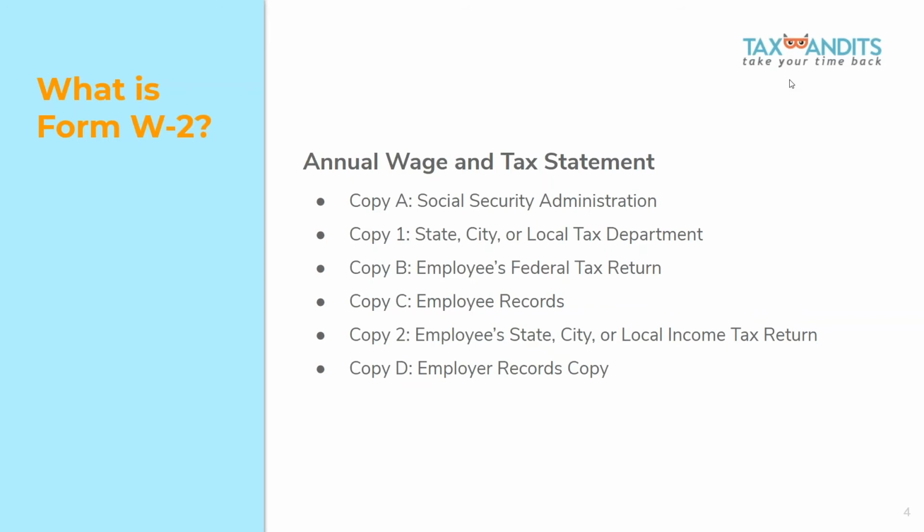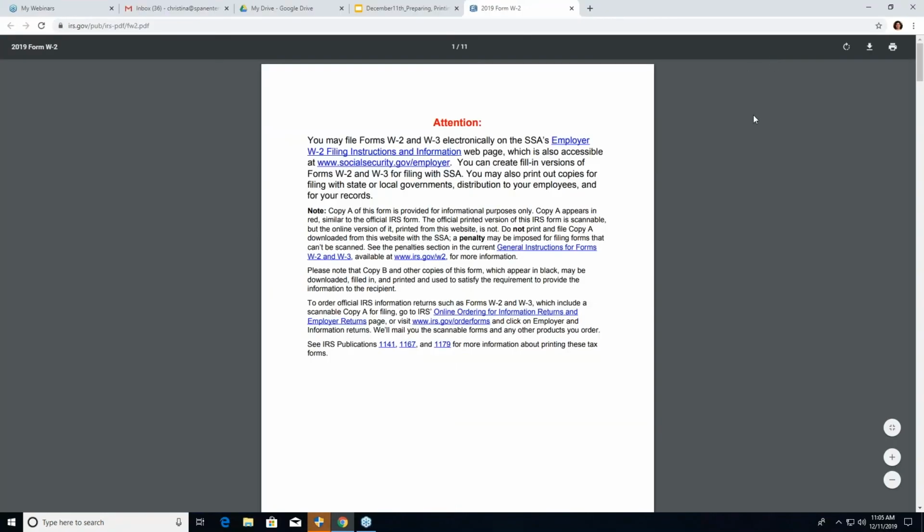So let's start with what exactly a Form W-2 is. It's an annual wage and tax statement, and there are a variety of copies included in Form W-2, each with their own specific meaning. So let's take a look at IRS Form W-2 and just go over those meanings and how you can see the differences between the copies.